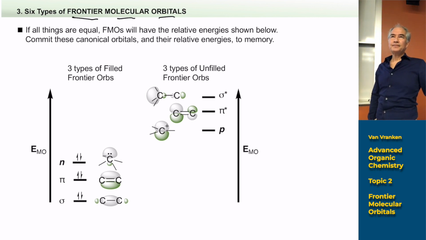Yes? So what priority would, say, the non-bonding orbital would attack? Would it be the p orbital, or would it be the sigma star?